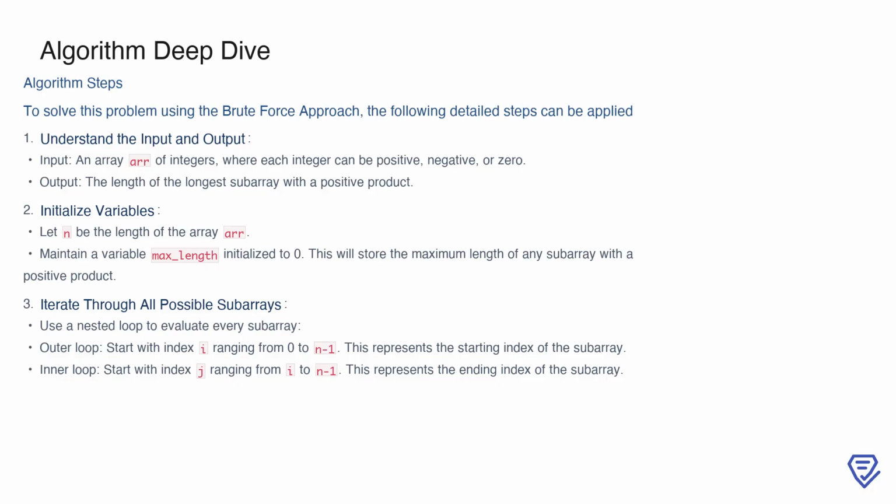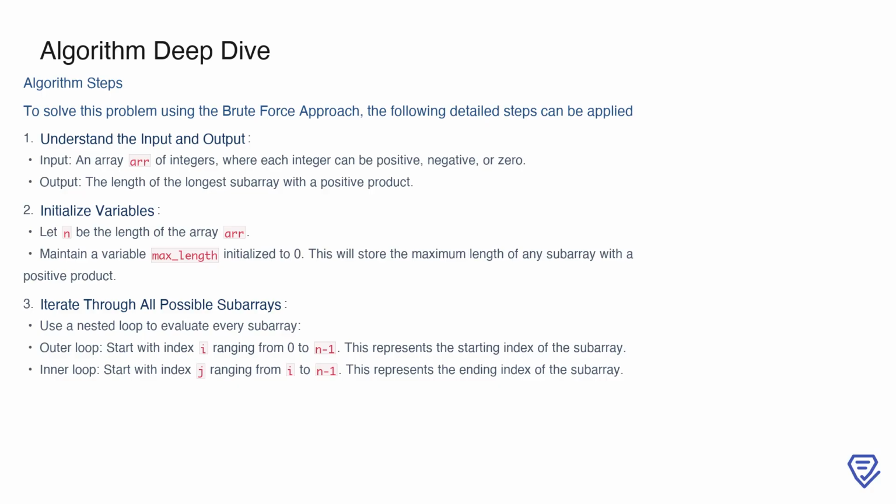To solve this problem using the brute force approach, we start by understanding the input and output. The input is an array of integers, which can include positive numbers, negative numbers, and zeros. Our goal is to determine the length of the longest subarray within this input array that yields a positive product when all its elements are multiplied together. To achieve this, we first initialize a variable max_length to 0, which will track the maximum length of such subarrays.